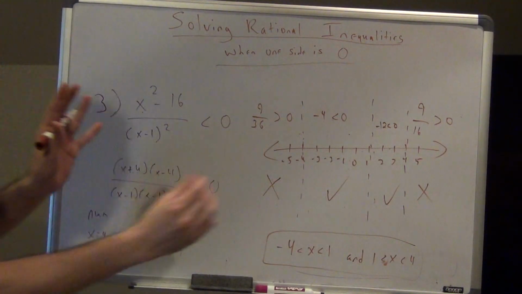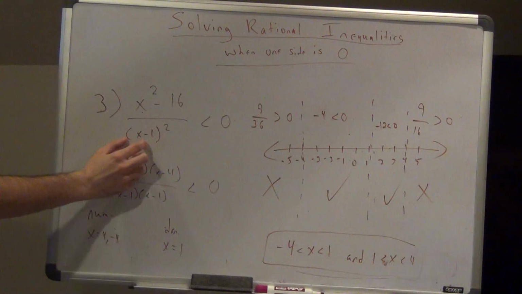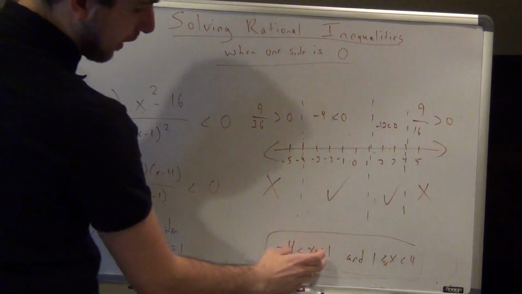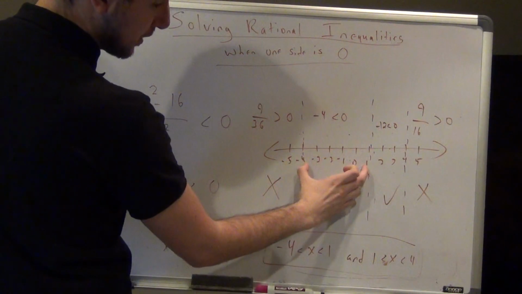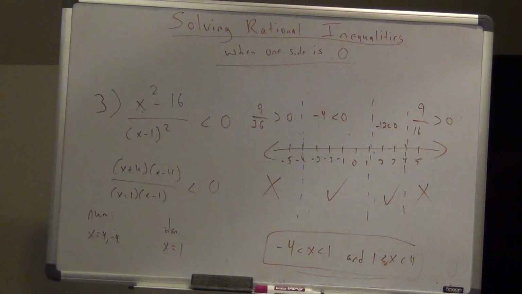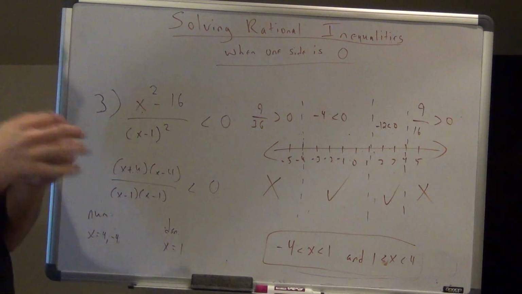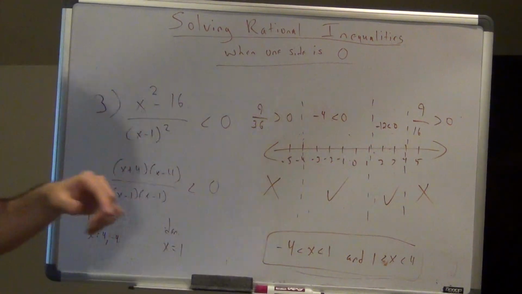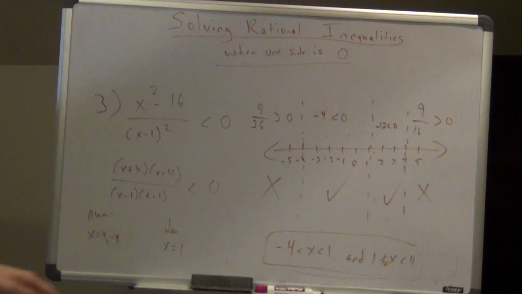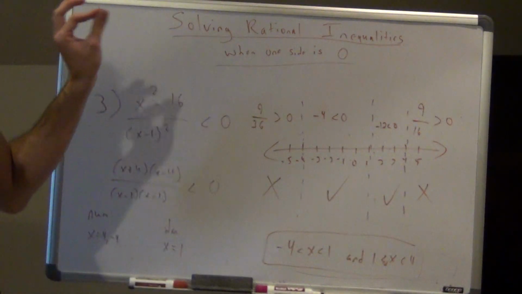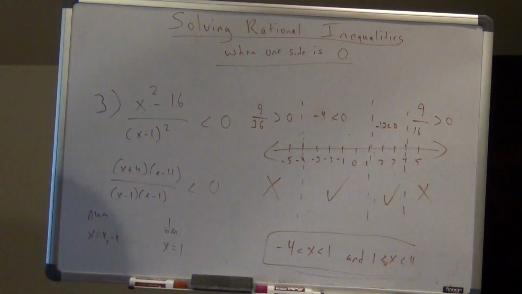So if you have a number in the middle of your interval where the denominator equals 0, just make sure you write two separate inequalities to include this part and this part, but not include that middle value. If you say x is between negative 4 and 4, it means 1 is included, but 1 can't work. 1 makes this equation undefined. All right, so that is how you solve rational inequalities when one side is 0.